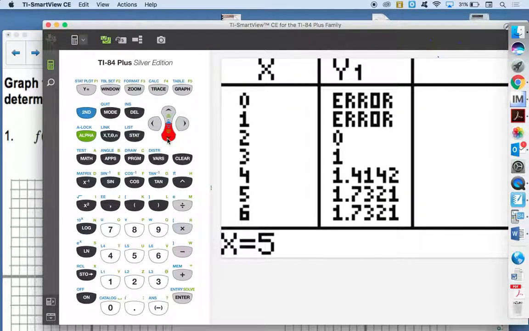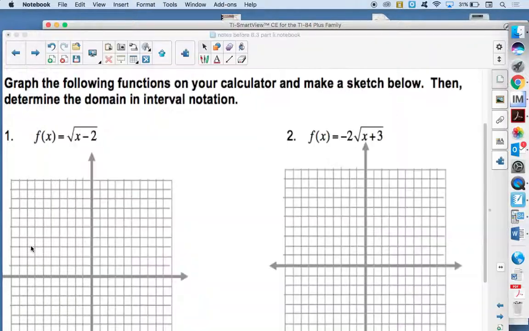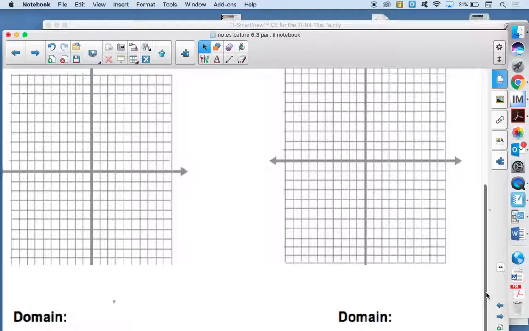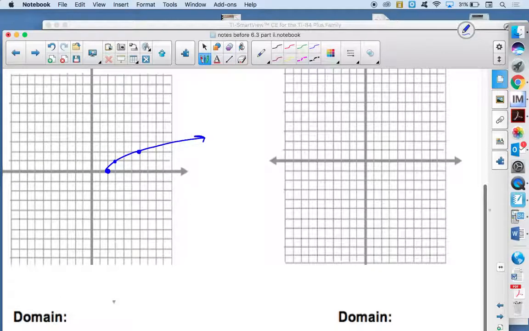So make sure you plot a couple of points. Maybe 3 is enough. At 2, 0, that's the first point that doesn't have an error next to it. Then I have a point at 3, 1, and 6, 2. So I need my starting point at 2, 0, and then 3, 1, and 6, 2. Then make a little arch for your graph.